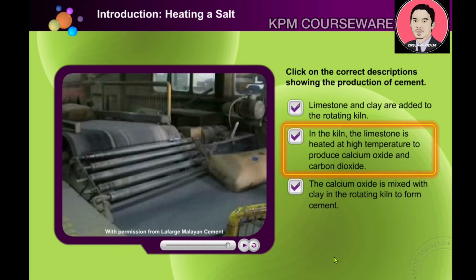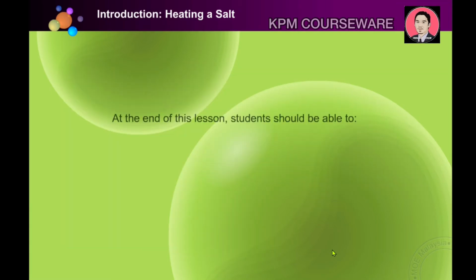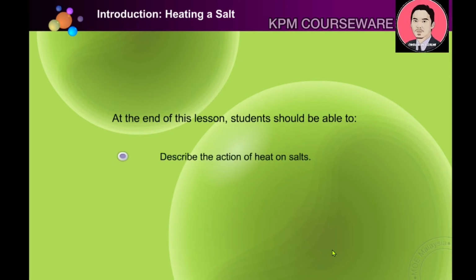An important step in the production of cement is the action of heat on limestone, calcium carbonate, which produces calcium oxide and carbon dioxide. At the end of this lesson, students should be able to describe the action of heat on salts.